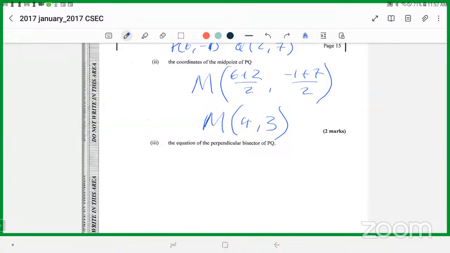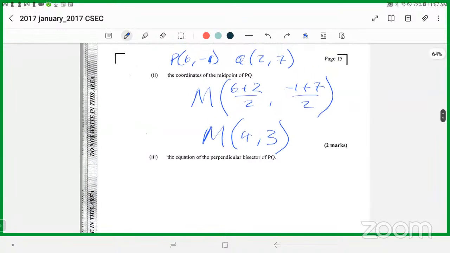Then I want the perpendicular bisector. What's a perpendicular bisector? The line that bisects and is also perpendicular. What does a bisector do? It passes through the midpoint. Let me sketch it for you. So it's like I have Q up here and I have P down here. This is a schematic, and this is the line segment PQ. And they want the perpendicular bisector. So the line that they want will go like this.